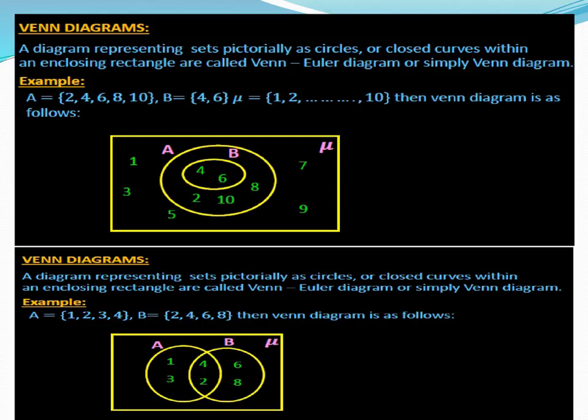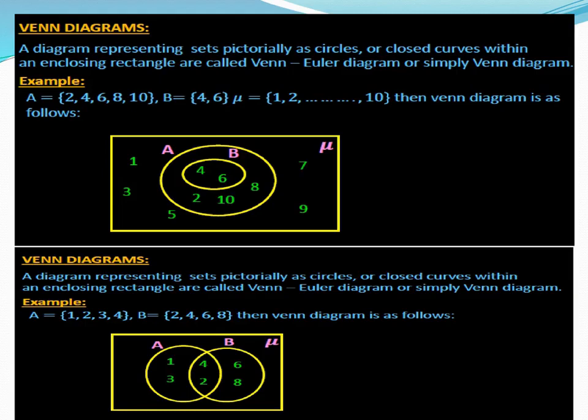First you draw a rectangular box to indicate the universal set, and you write the mu symbol or U symbol in that corner. Now we draw a circle for set A. You write the elements in that circle. Which elements are present in A? 2, 4, 6, 8 and also 10. Now B contains 4, 6. The elements 4, 6 are also present in set A.